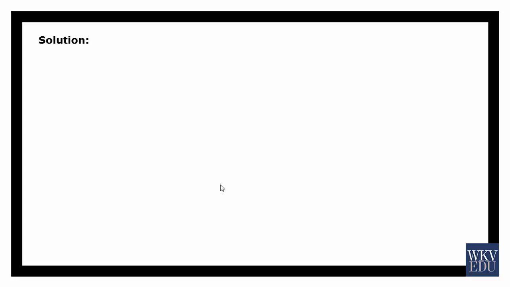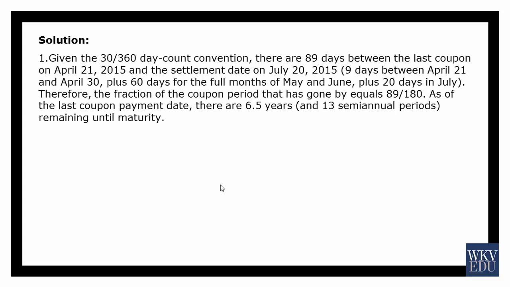Given the 30 by 360 day count convention, there are 89 days between the last coupon on April 21st and the settlement date on July 20th. That is 9 days between April 21 and April 30, and 60 days for the full months of May and June, plus 20 days in July. Therefore, the fraction of the coupon period that has gone equals 89 by 180.